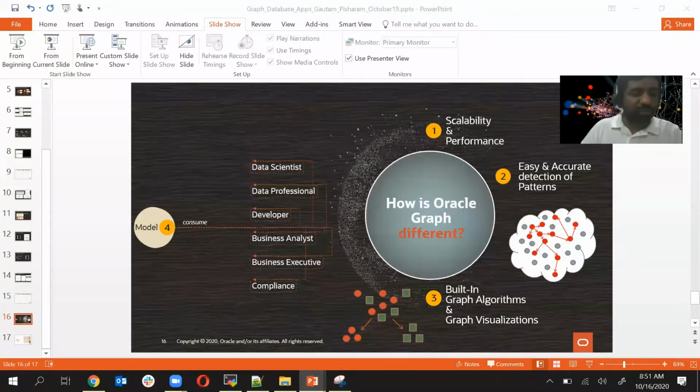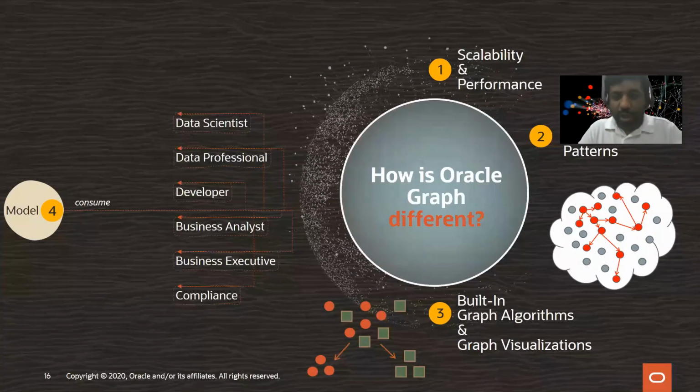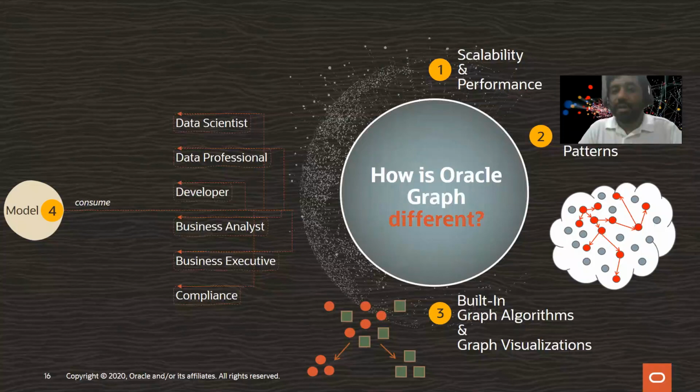One last slide for this particular session. How is Oracle Graph different? First is the scalability and performance. It's built in the Oracle Cloud infrastructure. We also have the graph offering in the on-premise environment, and it's been proven and tested by running large-scale data analytics on top of database versions.